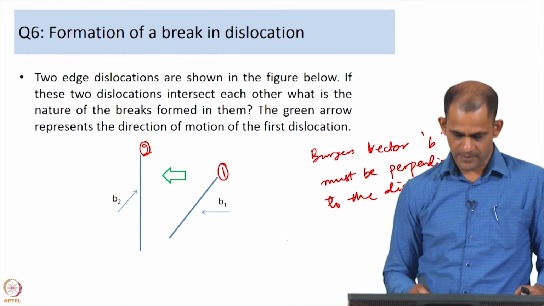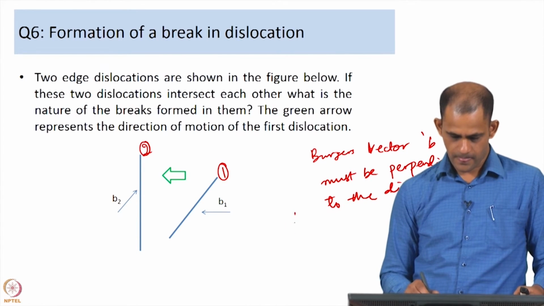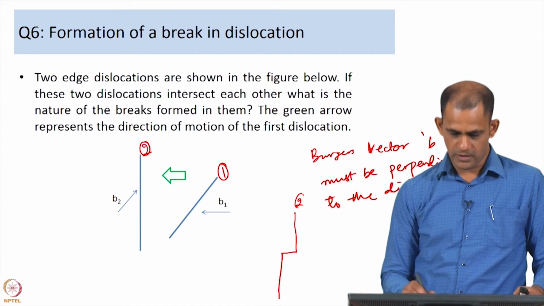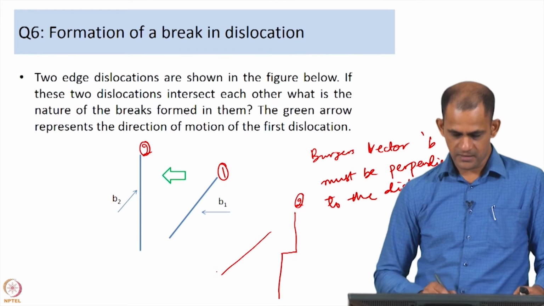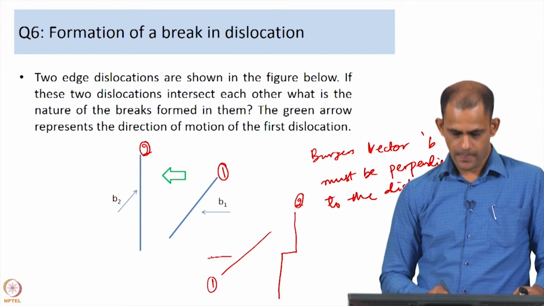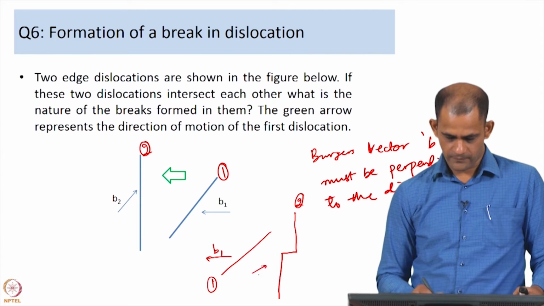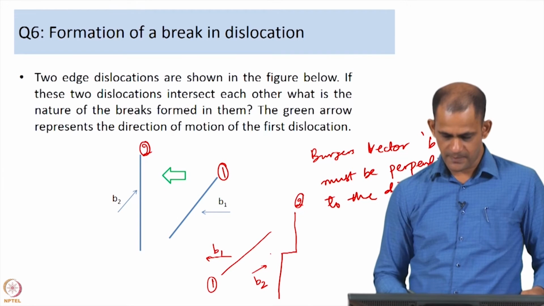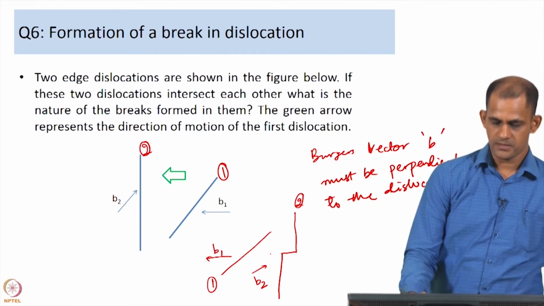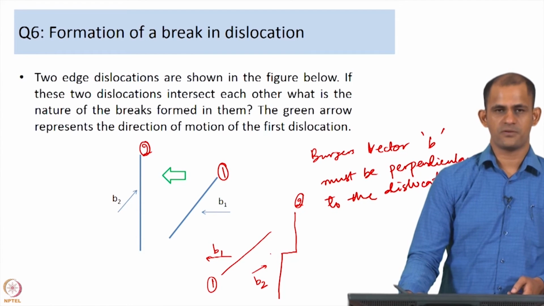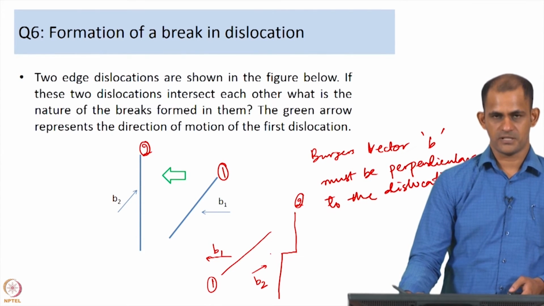So, this is what will happen after the intersection. So, this is how 2 will look, whereas 1 will continue the way it was going. So, B 2, and so this will be the break that will form in dislocation line 2. So, this problem was about formation of a break in a dislocation.